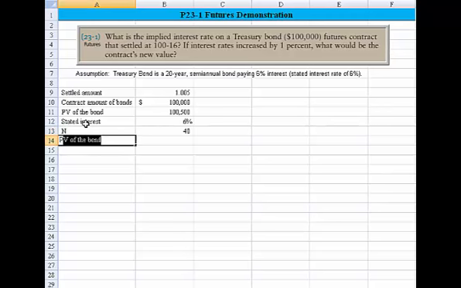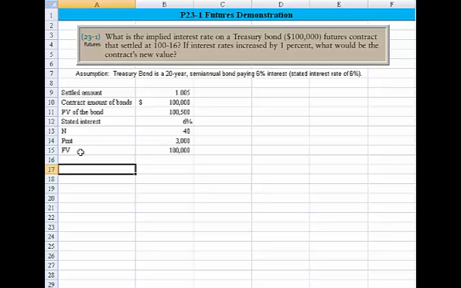Then we could calculate the payment. I'll just abbreviate that as PMT, and the payment would be equal to the 100,000 times the 6% divided by 2, since it's a semi-annual payment, or 3,000. We really don't need that dollar sign there at that point. And the future value of the bond is equal to the contract value, 100,000. So the question is, what's the implied interest rate on the treasury bond?